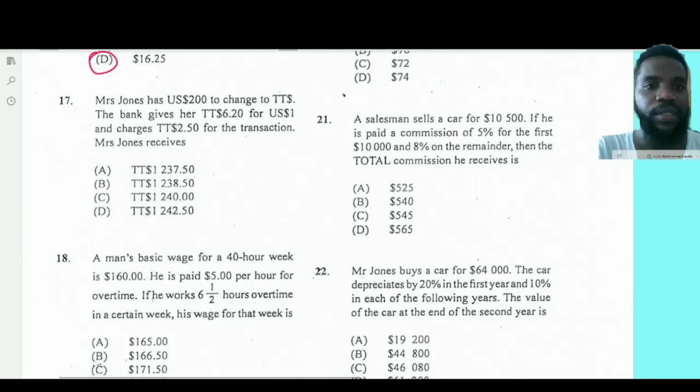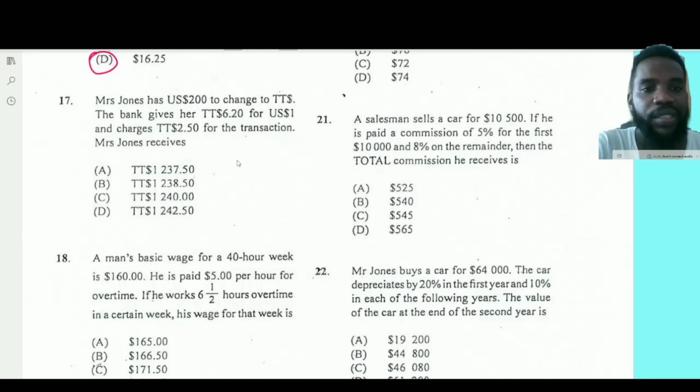Alright, question 17. It says that Mrs. Jones has US $200 to change to Trinidad and Tobago dollars. The bank gives her $6.20 for US $1 and charges $2.50 for the transaction. How much does Mrs. Jones receive? Alright, so technically speaking, in order for me to calculate how much is going to be changed, I can actually work out the conversion, right? So I'm going to have to multiply 200 by $6.20. And then of course I'm going to have to subtract the amount that the bank is charging.